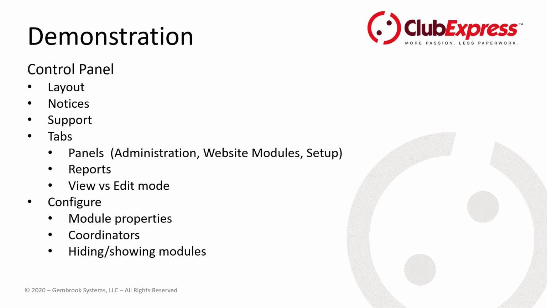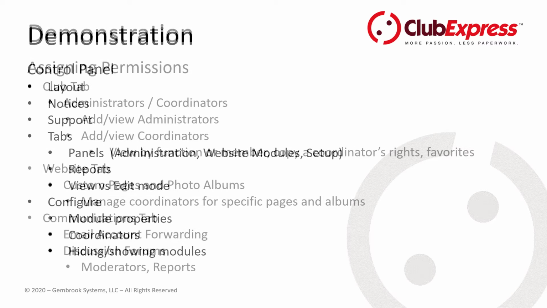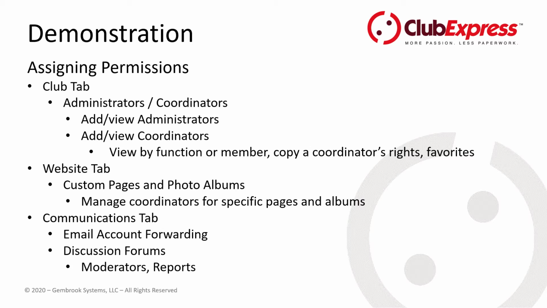For each tab, there's an administration, a website modules, and a setup panel. I'll show you where to get to reports, and I'll show you the difference between links in the view mode versus the edit mode. And then we'll look at configuring a tab to set up the properties for individual modules, to set up coordinators, and how to hide and show modules. And then we'll go into some just general permissions assigning.